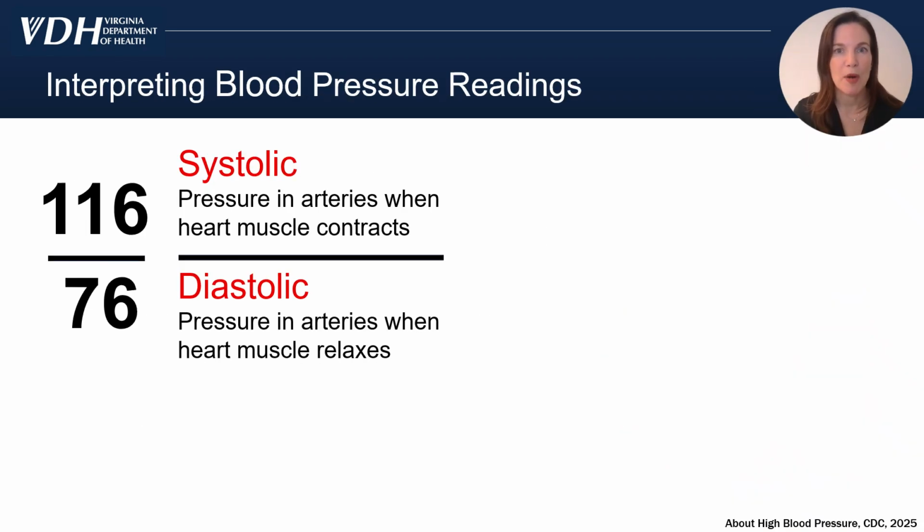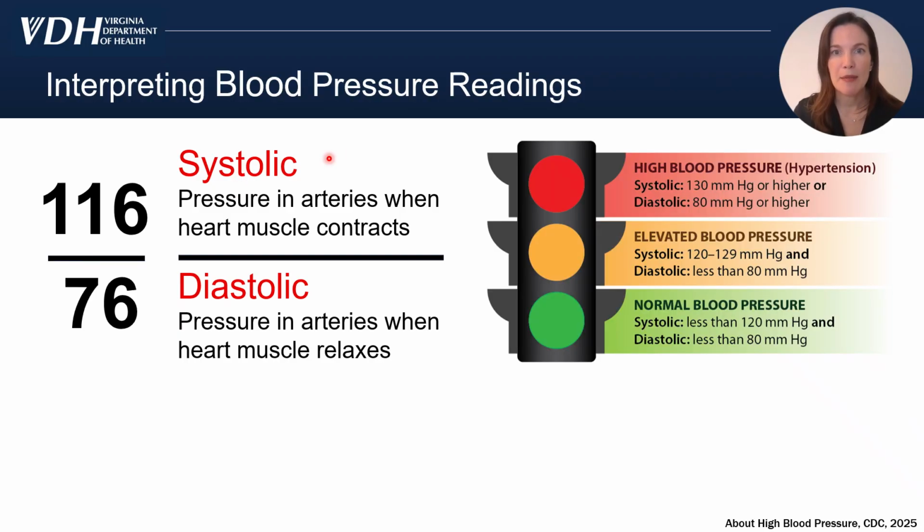As you know, the blood pressure is made up of two different numbers. The top number is the systolic blood pressure, which reflects the pressure in the arteries when the heart is contracting. And the bottom number is the diastolic blood pressure, which reflects the pressure in the arteries when the heart is relaxed. Current guidelines put the blood pressures into three different categories.